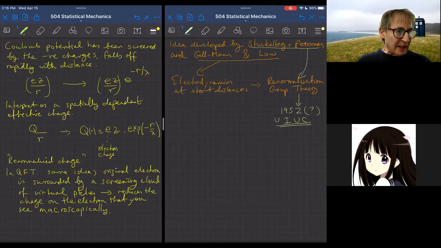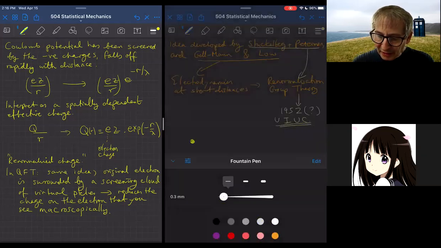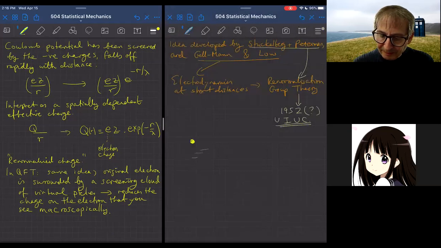Now let's try to discuss what it means. So let me draw a cartoon picture. Let's go back to our picture of the test charge. So there's our test charge, and now it's surrounded by this sea of negative charges. So let's draw them like this. So those are the negatives.